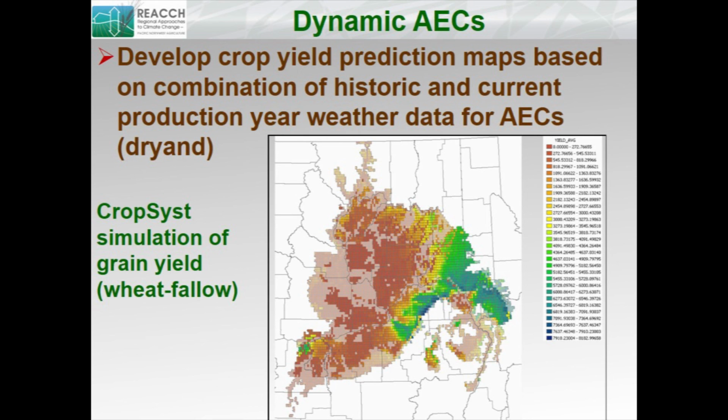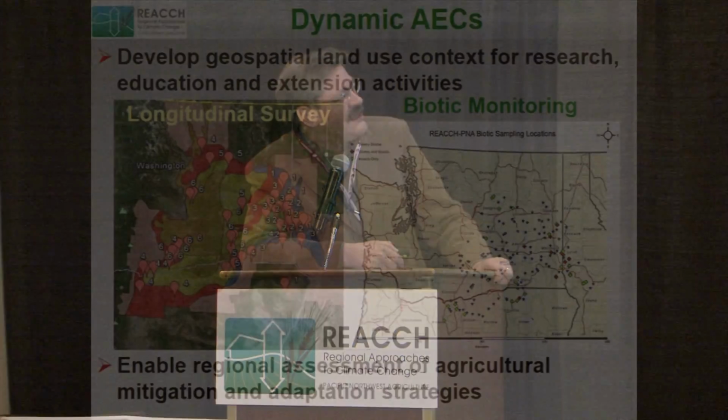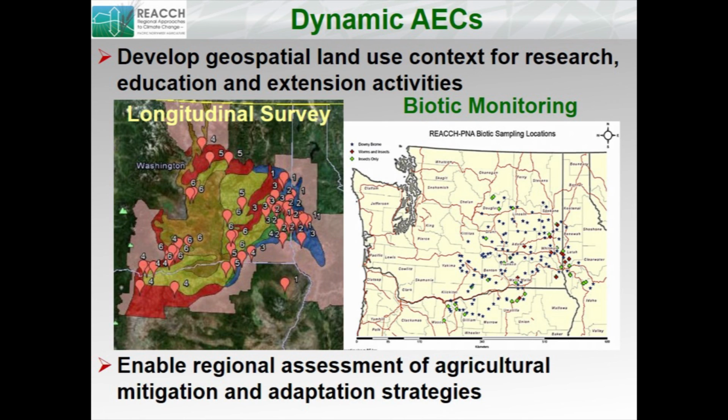We think this will be real useful for growers in order to see for different crops, not just wheat, but other alternative crops, what's occurring across the region, using the CropSys model to predict those yields, and also to use the model to identify in those transition areas in particular what might be going on in terms of choices. Also links to the biotic monitoring, and with that, I think I'm done.